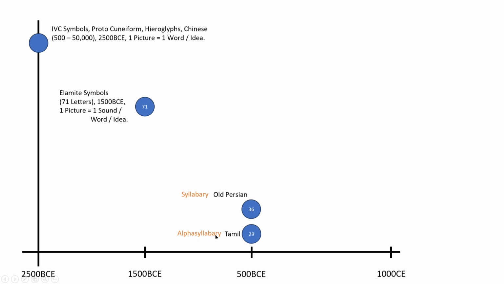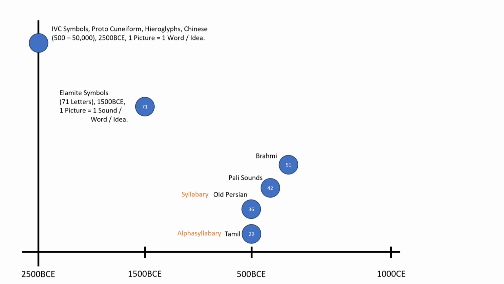So it has all these vowel and consonant concepts, and how to arrange them, how to mix the sounds to generate syllables and all. And Old Persian has one picture for one syllable. It's not as well organized as Tamil, but it's much better organized than the Elamite in this line.